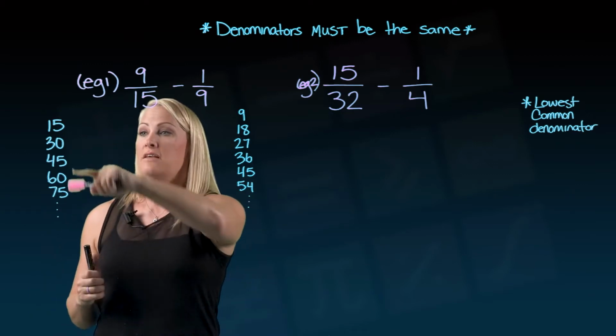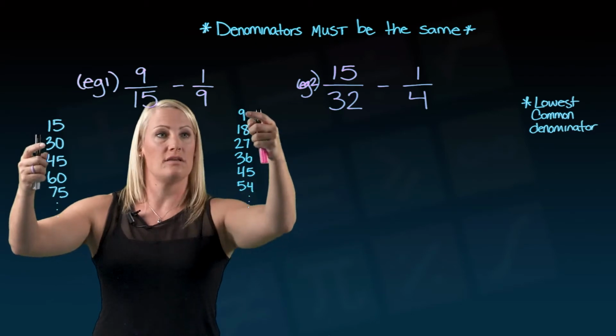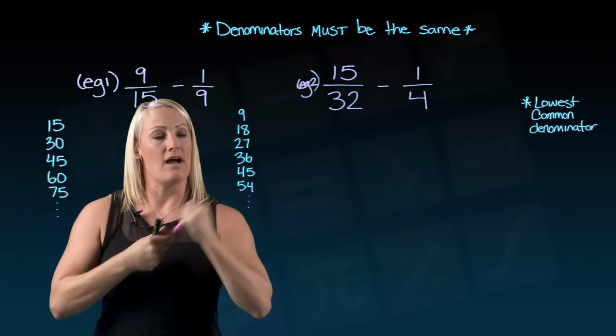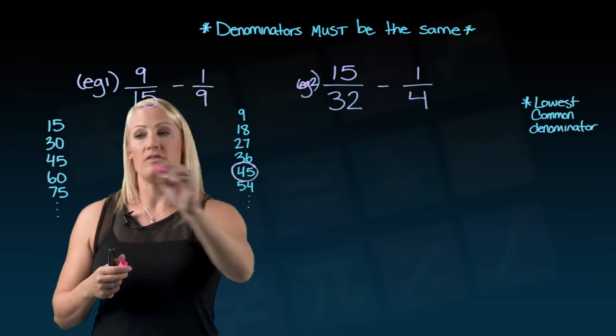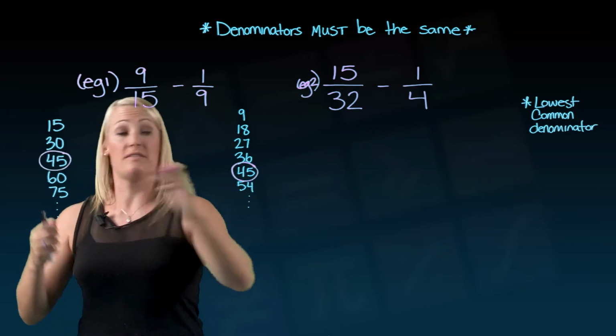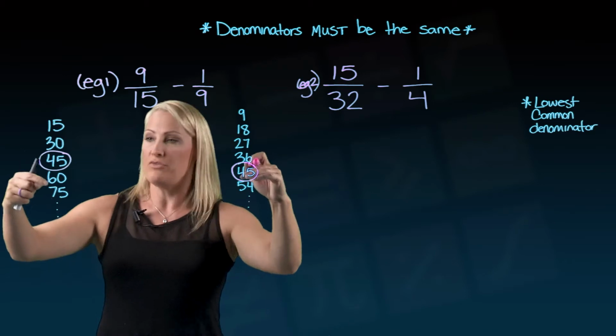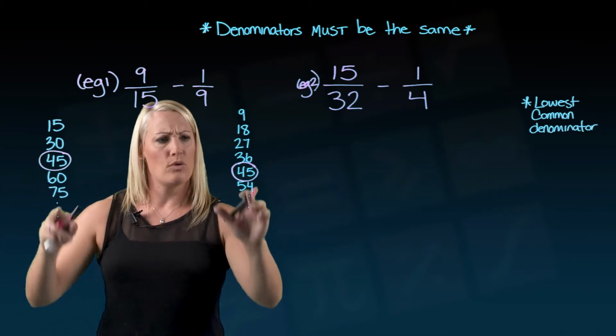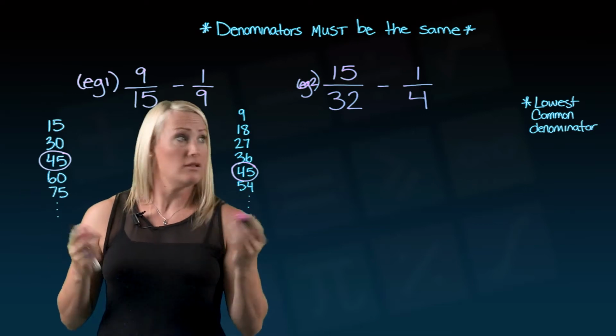Now if I look at this list counting by 15s and this one counting by 9s, it looks to me like 45 is the lowest common denominator. On these lists, there aren't any other repeats, but if we kept counting, eventually we'd run into other matches. What we're most concerned about is the one that is the lowest.